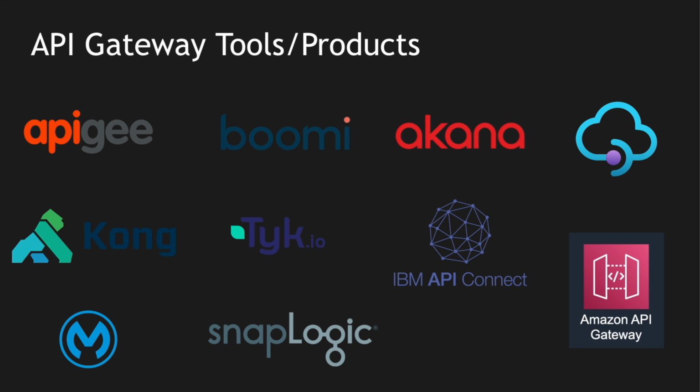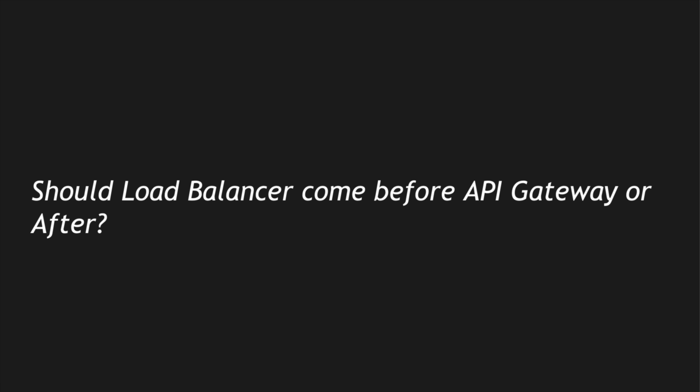Now, coming to the trivia question which I had: we discussed a lot about API gateway, but there's also a load balancer which load balances different instances. Now, let me know, should the load balancer come before an API gateway or should it come after the API gateway? Do let me know in the comment section below. I will definitely respond to every one of you in the comments.